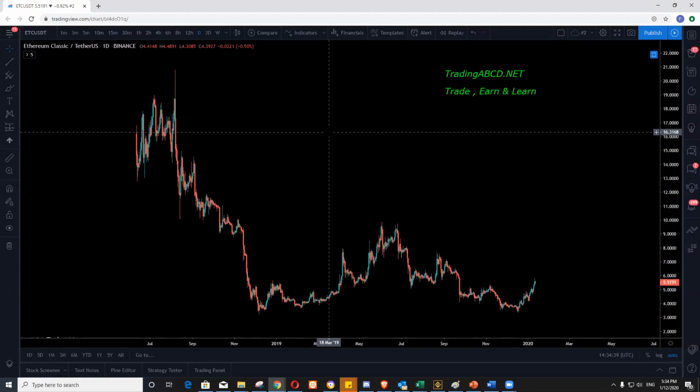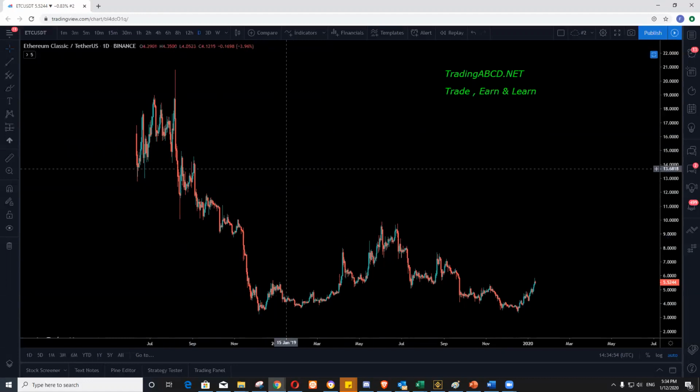You need to wait sometimes for days or weeks to find the proper setup actually. And when it comes, you need to be ready. You need to set the proper alerts not to miss the good trades. So let's start. This is my pair.